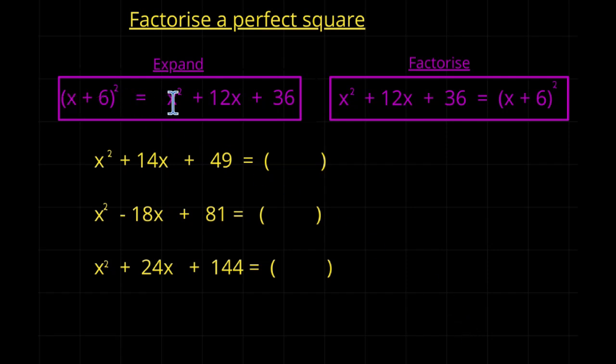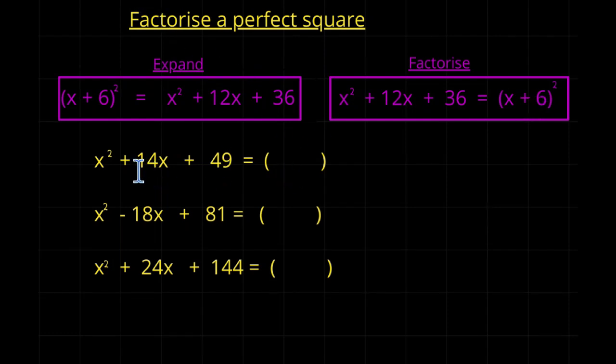Well, factorising a perfect square is just the opposite of expanding it. We've already learnt how to expand a perfect square, and that's on the left. And factorising it is just the opposite. So here we've factorised x squared plus 12x plus 36. We know that this 12 is double 6, so we can have 6 in there, and 36 is the square of 6. Now we can do the same with these.